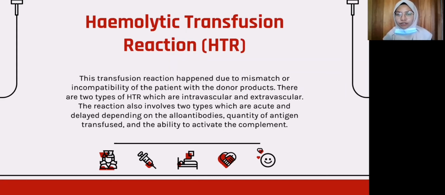This transfusion reaction happens due to mismatch or incompatibility of the patient with the donor products. There are two types of HTR, which are intravascular and extravascular. The reaction also involves two types, which are acute and delayed, depending on the alloantibodies, quantity of antigen transfused, and the ability to activate the complement.